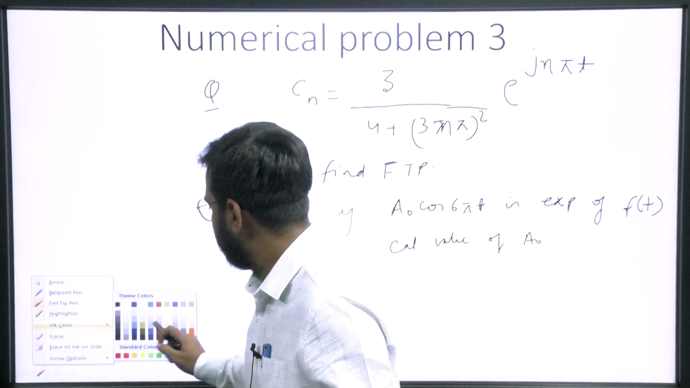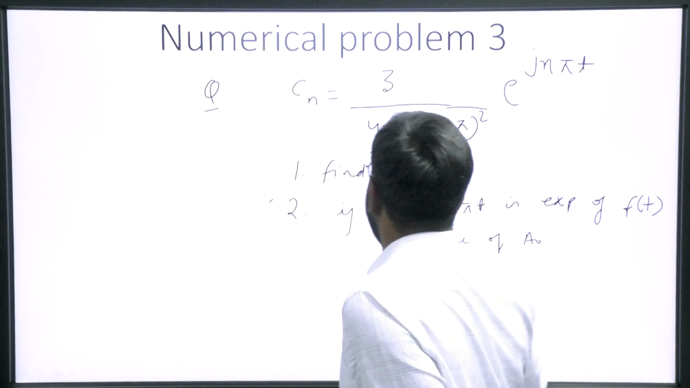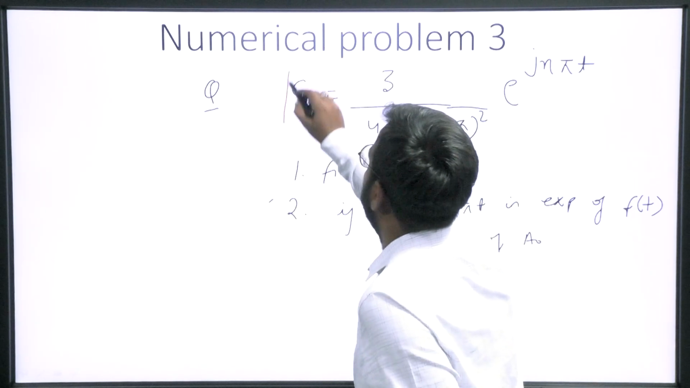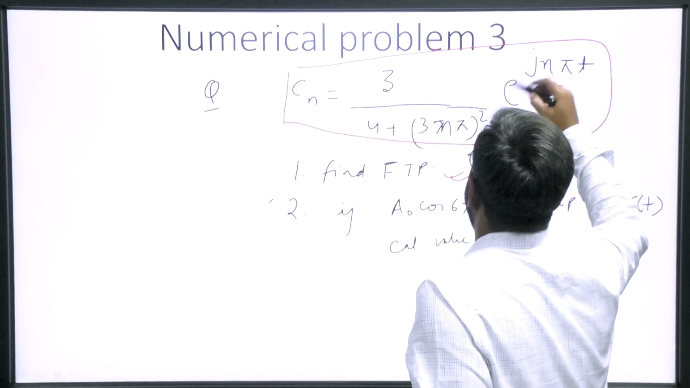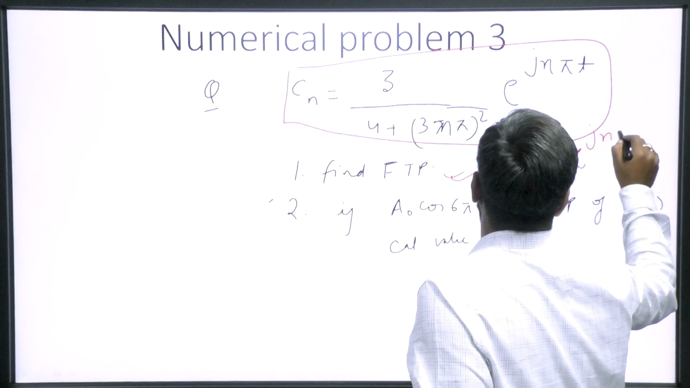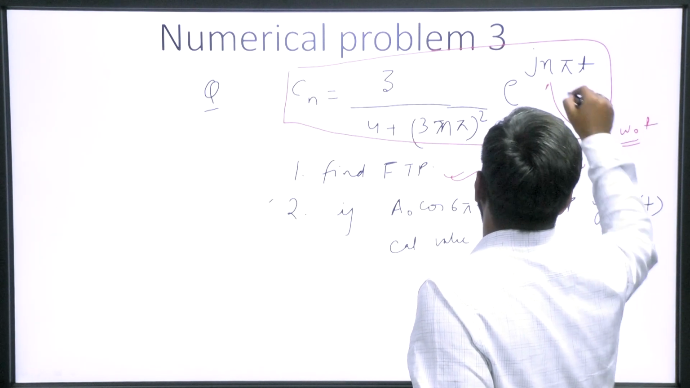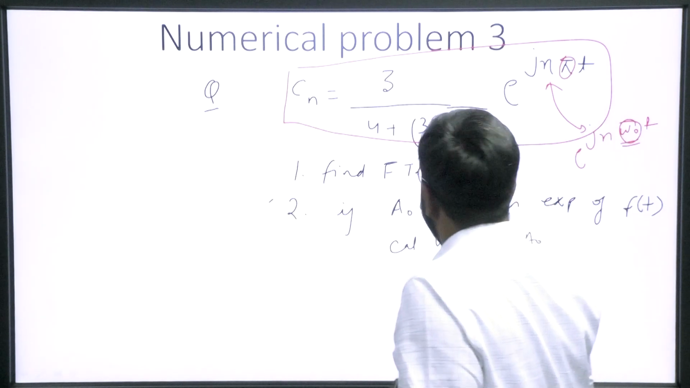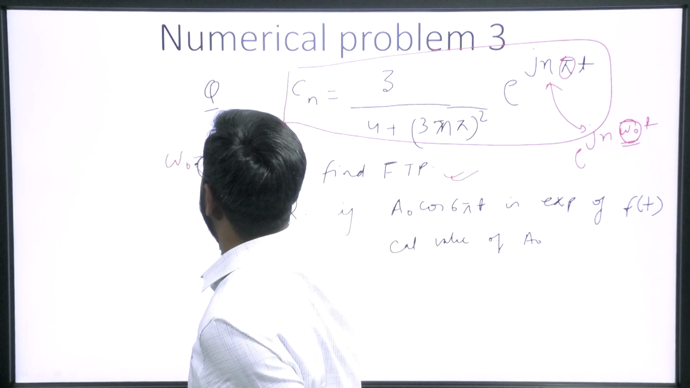First we have to find the fundamental time period. Looking at the coefficient, the basic form has e to the power j n omega naught t. If you compare this with the coefficient, what is the value of omega naught? It is basically pi. So we have omega naught equal to pi.